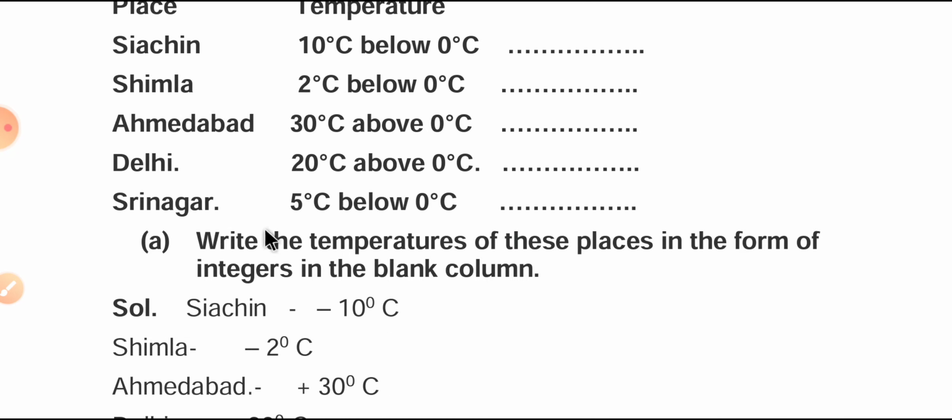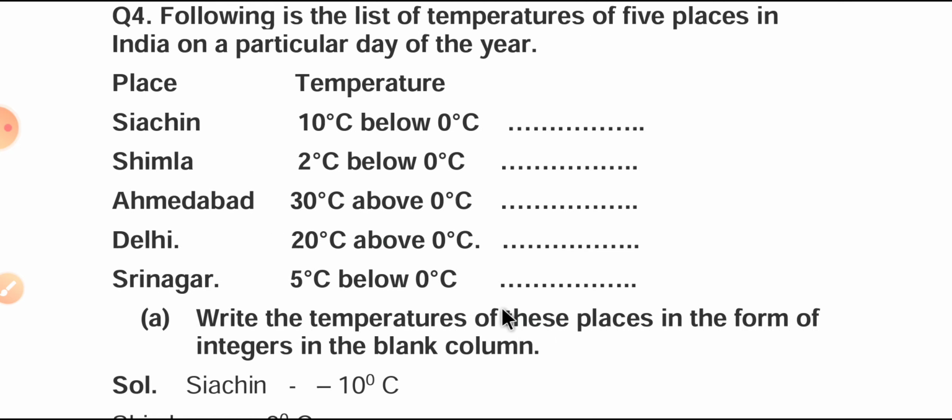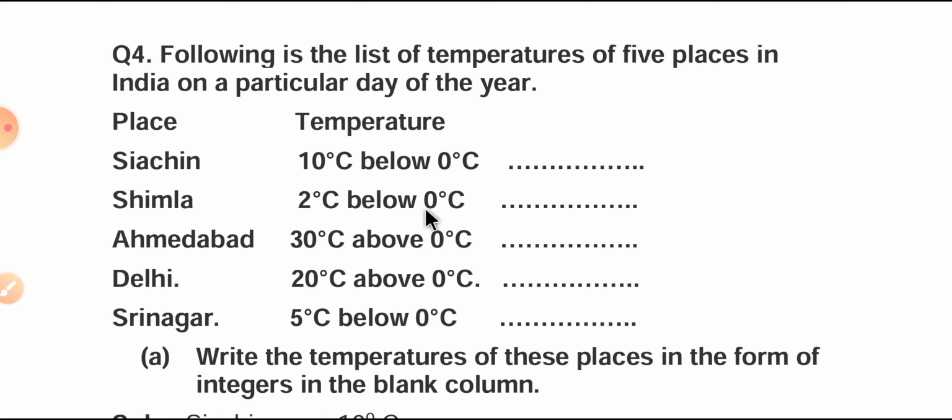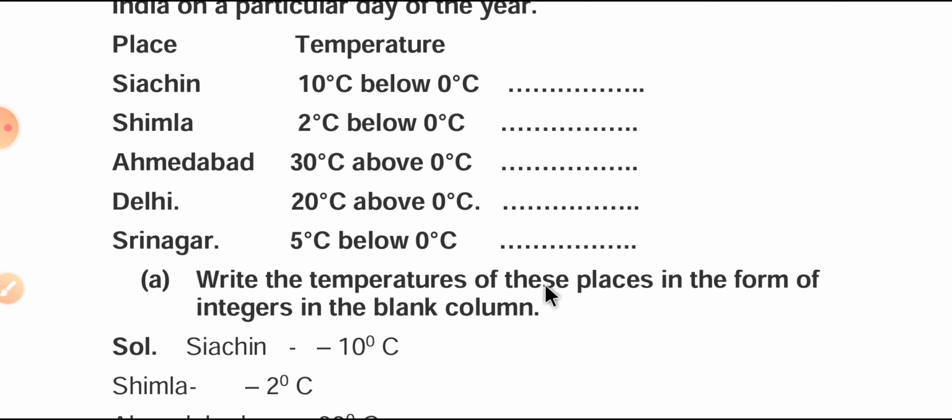the year. First question is given, write the temperatures of these places in the form of integers in the blank column. Here you can see that the temperature is given as a statement, but we have to write in the form of integers or in the form of numbers.